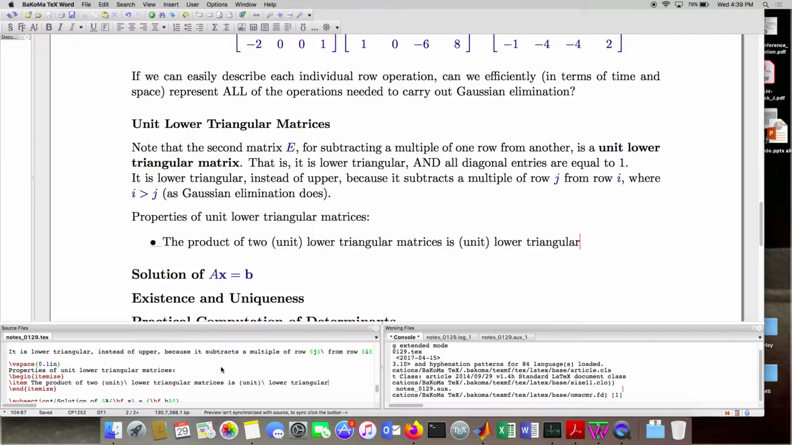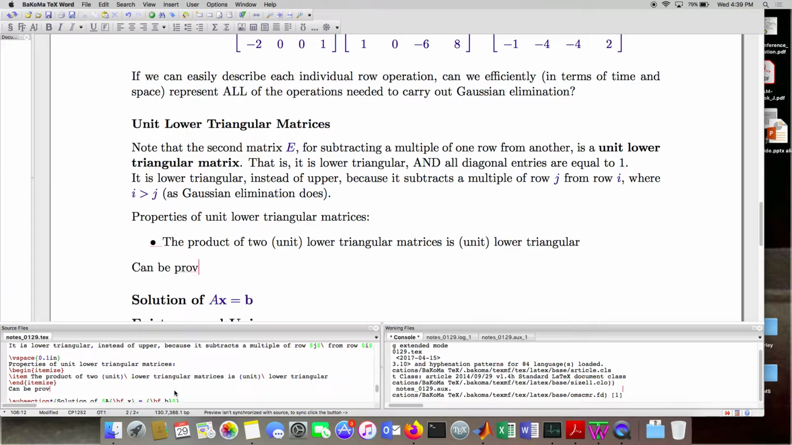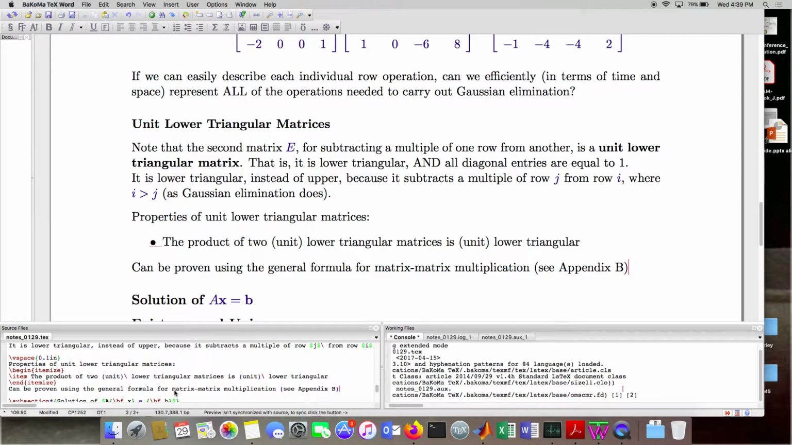And similarly, showing that a_ii in the product must be 1. So I'll make the comment that this can be proven using the general formula for matrix multiplication. I have a section on that. I have two appendices in the book. Appendix A is a review of calculus. Appendix B is a review of linear algebra. So all the essentials are there.